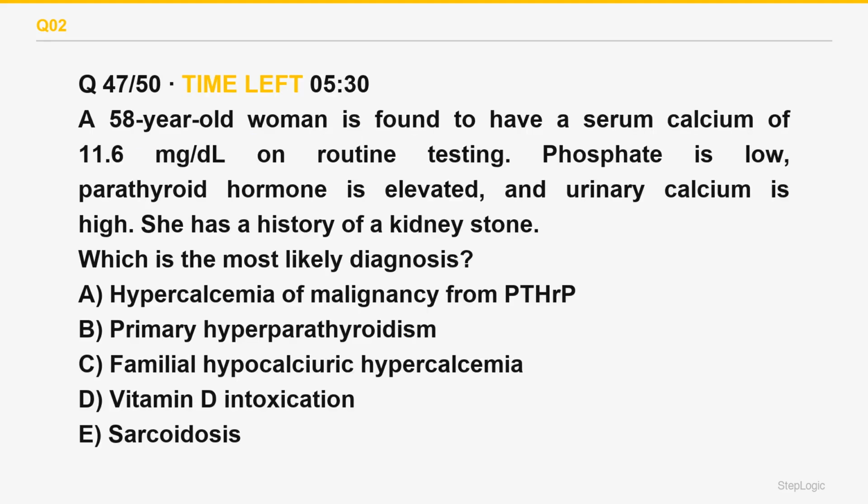Which is the most likely diagnosis? A 58-year-old woman is found to have a serum calcium of 11.6 milligrams per deciliter on routine testing. Phosphate is low, parathyroid hormone is elevated, and urinary calcium is high. She has a history of a kidney stone. Read the command. The most likely diagnosis. Hypercalcemia divides first by whether parathyroid hormone is high or suppressed, then by urinary calcium.